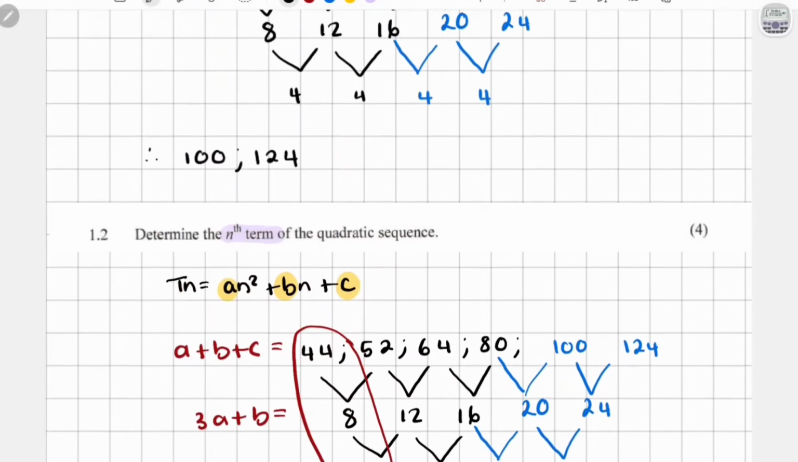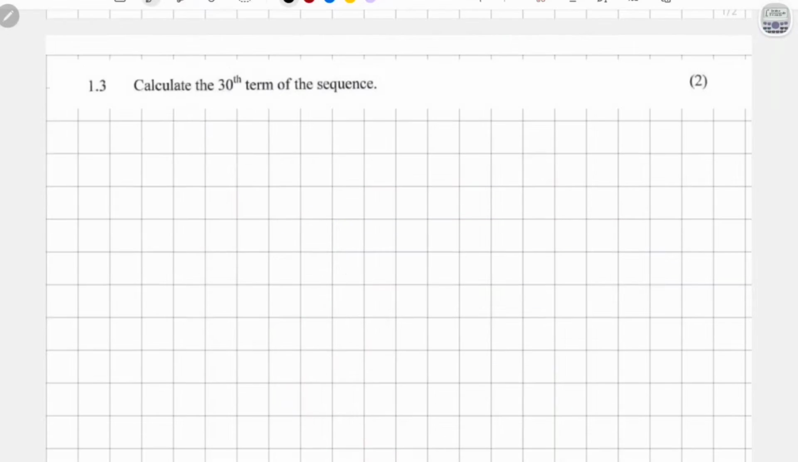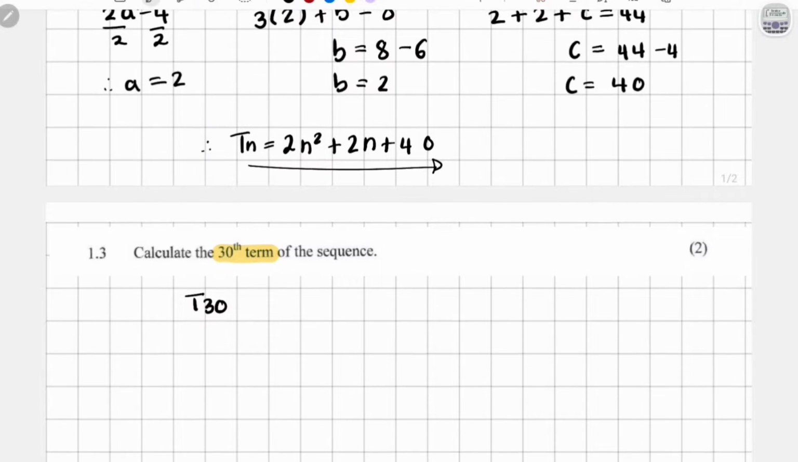Okay, moving on to the next question. Question 1.3 says, calculate the 30th term of the sequence. In other words, they're asking you for term 30. Just exactly as I have term 30 here, I'm going to use the Tn formula to find this term. Do you see that I said T30? In place of n, I replaced n with 30. So that's what I'm going to do in the formula.